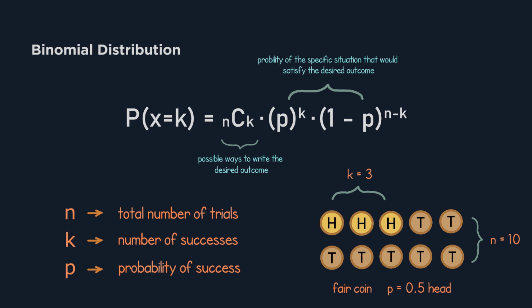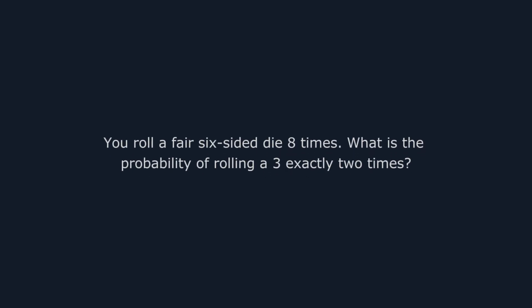Now, let's dive into some problems to really master this topic. We'll start with a basic example and work our way up to more challenging ones. First up, you roll a fair 6-sided die 8 times. What is the probability of rolling a 3 exactly 2 times?